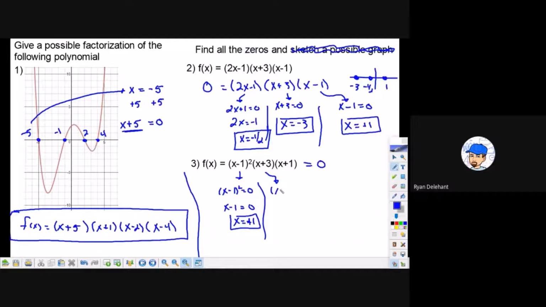We get the x plus 3. We don't need the parentheses, I'm sorry. And our x plus 1.